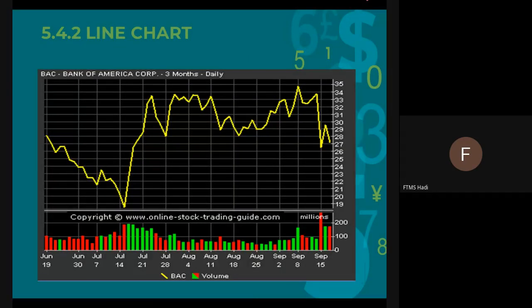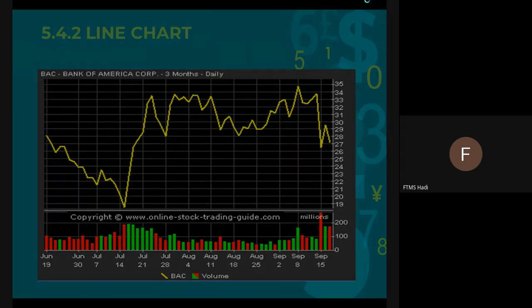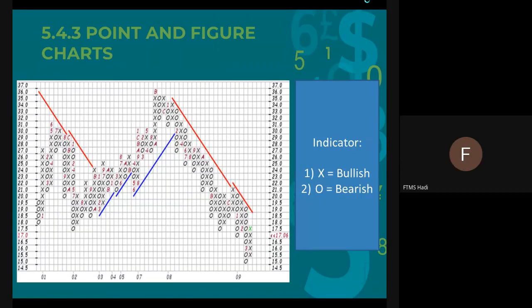Okay, line chart. This one is a usual one, because you can see the line. In fact, we are comfortable using line, I presume. Point and figure one is more on the old school one. As you can see here, XOXO. X is bullish, O is bearish. This one is an old school one.